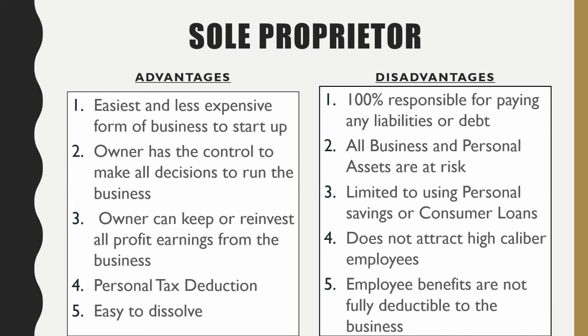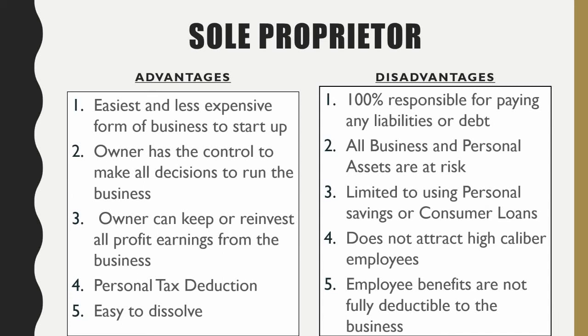Now, if you're a small mom and pop shop, sometimes you may think pulling the money out is the best choice, but again, you also want to keep sustainability. You want to maintain and sustain a business. So the best way to do that is to reinvest your money into the company. But all profits are 100% the owner's property. The owner gets to keep 100% of the profits. All right. And then personal tax deductions, yes, you can.